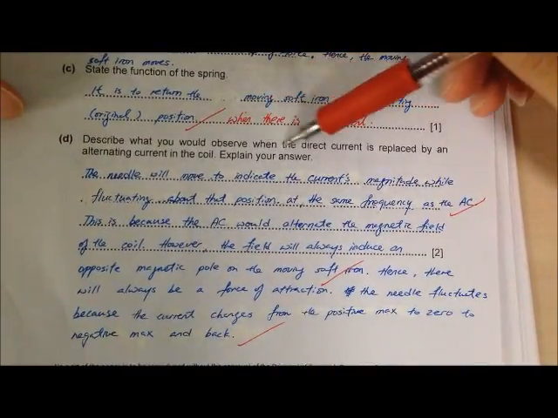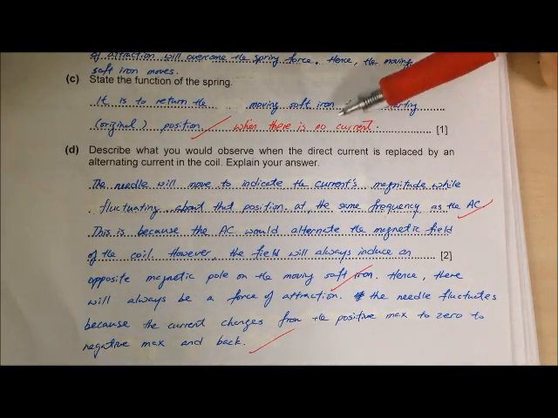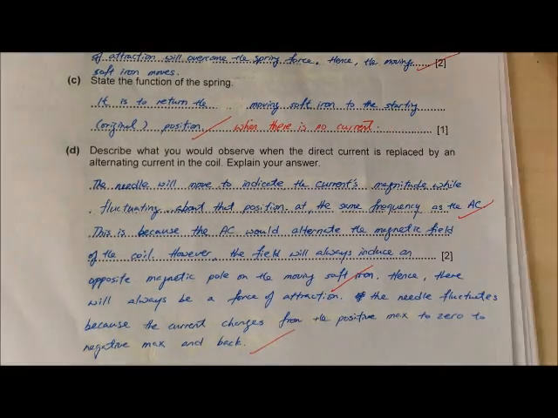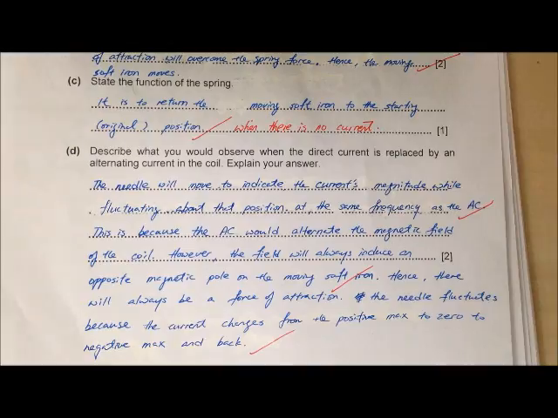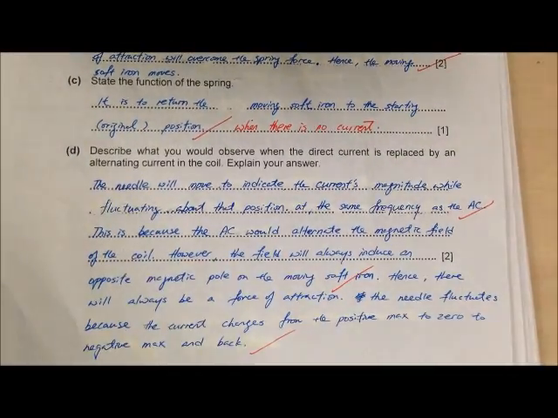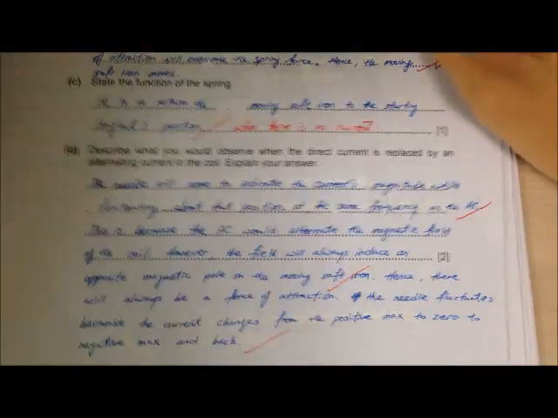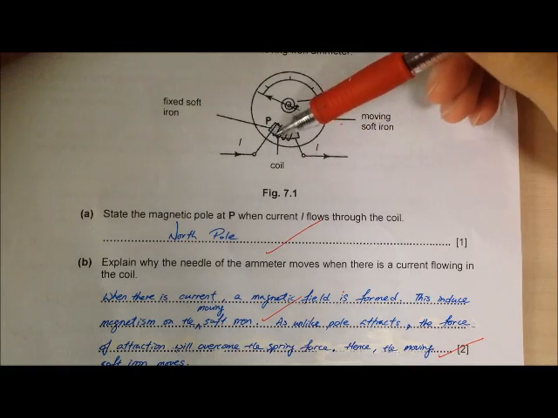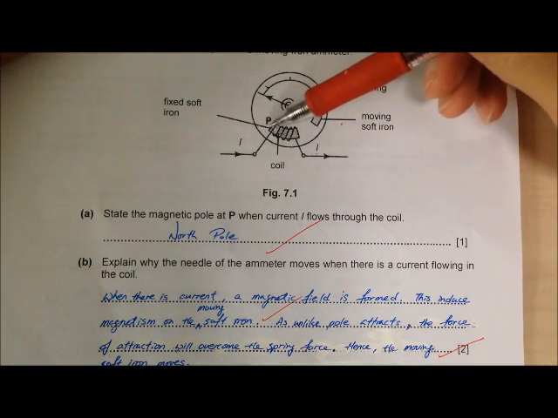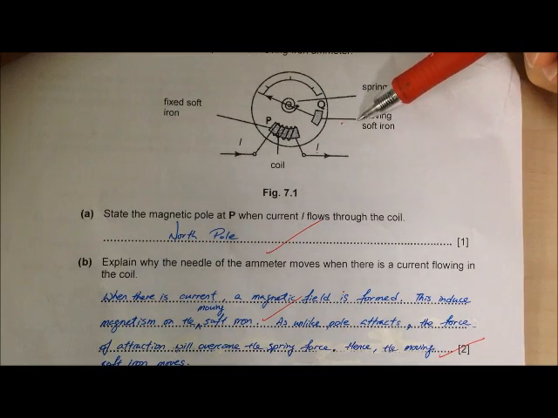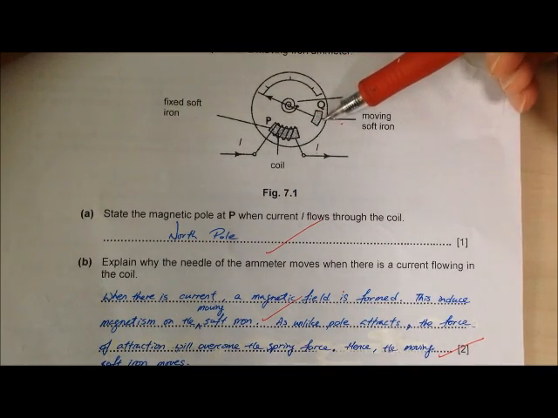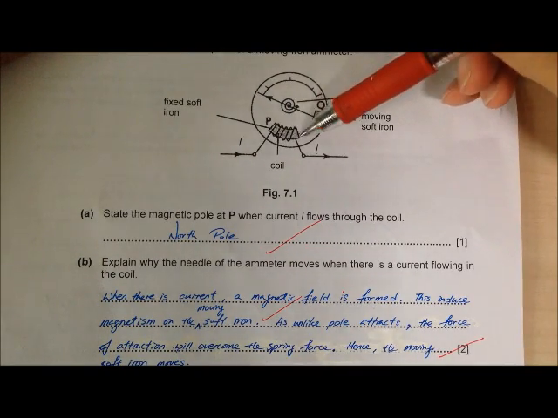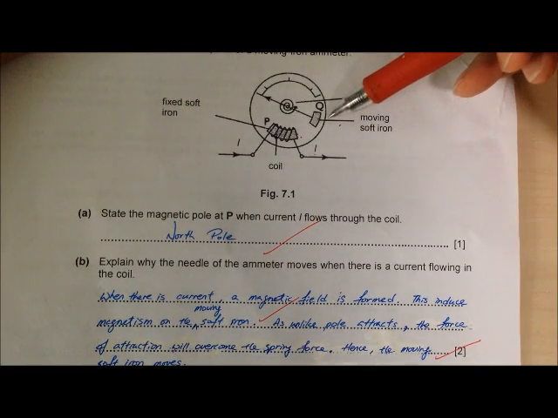Describe what you will observe if the direct current is replaced with an AC. Initially, I was thinking that the needle will start fluctuating from negative to positive, and it will not stay at a single point. But on deeper thought, if you look at this setup, when this is an alternating current, the pole will start alternating. But because this is just a soft iron, it will react to the changing magnetic field. It won't interact.